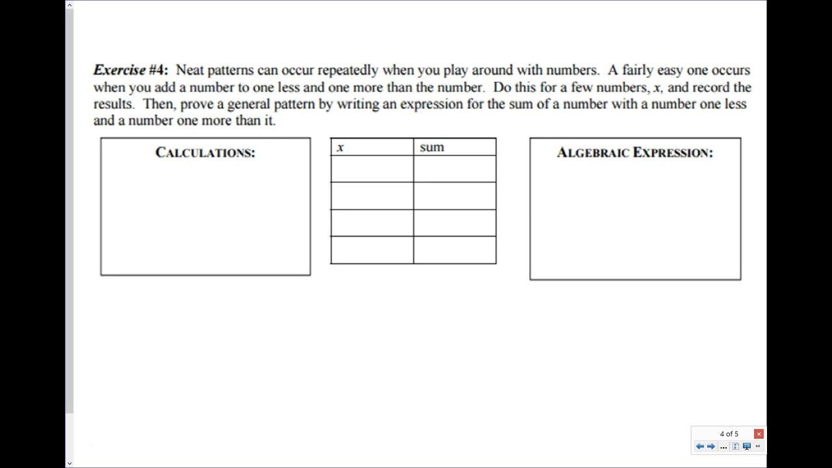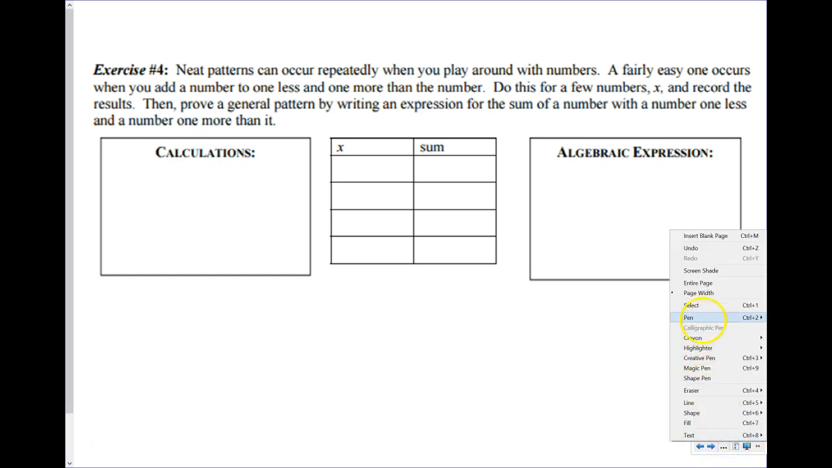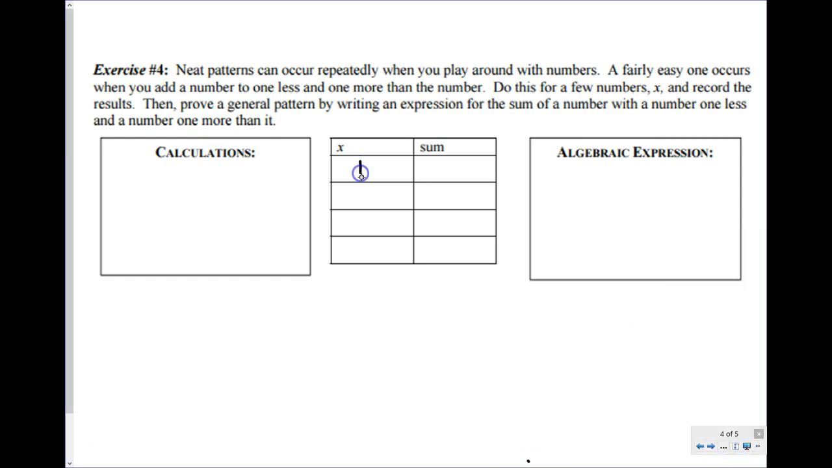Okay, so let's take this one step at a time. The first part wants you to test with a regular number. I'm going to pick some easy numbers, I'm going to make them up. So let's say I pick 1, 2, 3, and 4 for my x's. Now I want to take a look at the actual pattern here. So I'm going to highlight this part: when you add a number to one less and one more than the number.